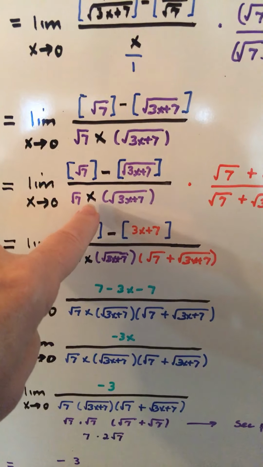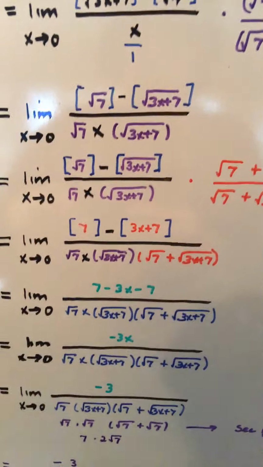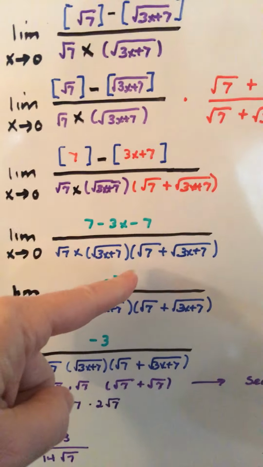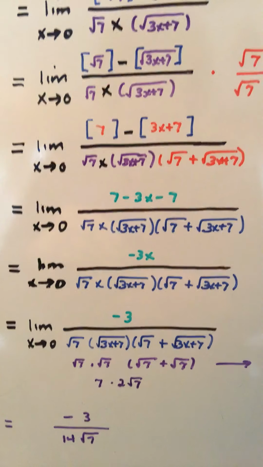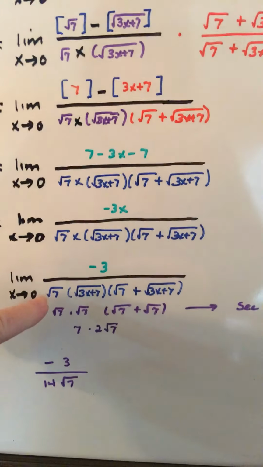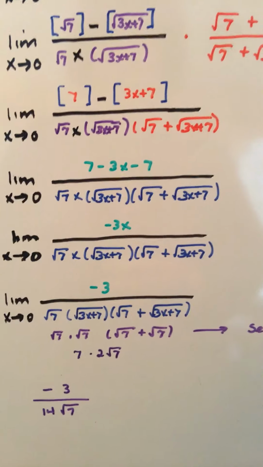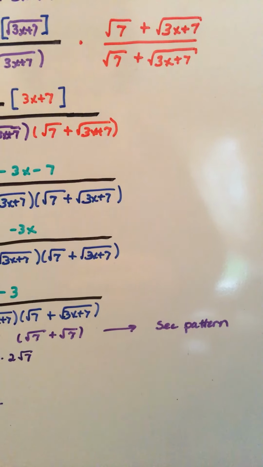Note here is first trimester, second trimester, third trimester. Now that I'm down to the negative 3x, I can cancel my x's. And I've delivered the baby, and now I'm just ready to plug and chug. I get a root 7, a root 7, a root 7 plus root 7. Yep, it's the same pattern that we've been doing.